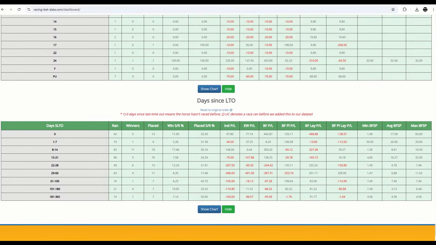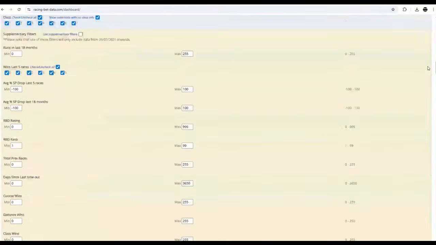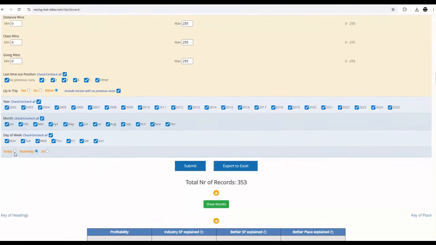So now you've got a feel for how to generate and understand the output. Let's see if we can find some interesting angles for today's racing. So I'm going to scroll to the top here and put it on today. Actually, I'm going to put this on all, and we're going to start focusing on some trainers.